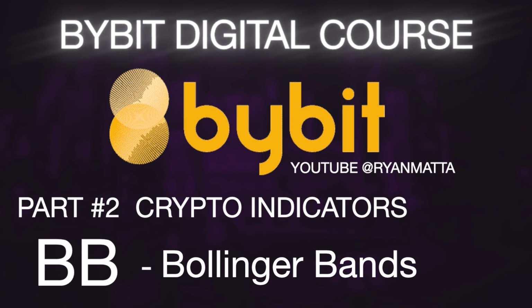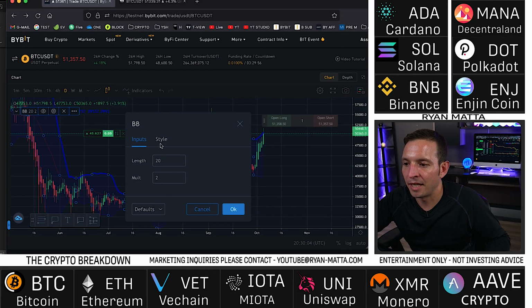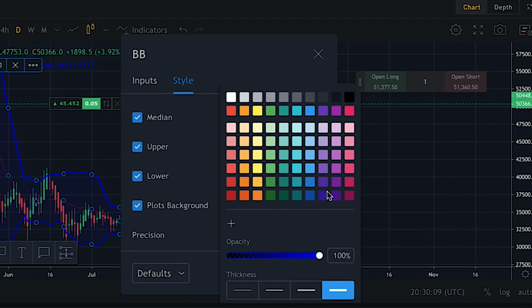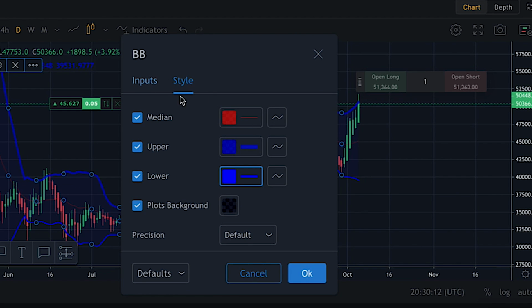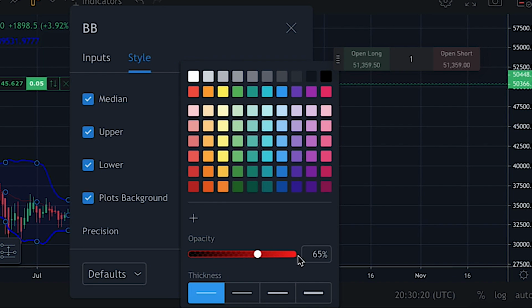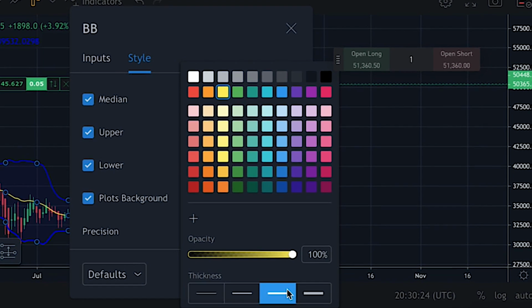Now let's talk about the Bollinger bands. So again, I'm going to go into my settings and into style. I don't like when the two lines are different, so I'm going to make both my lines the same. Going to upper line, same thing. Your red line is your middle line, if you want to make that easier to see. I like using mine when it's yellow because I think it stands out a little bit more.